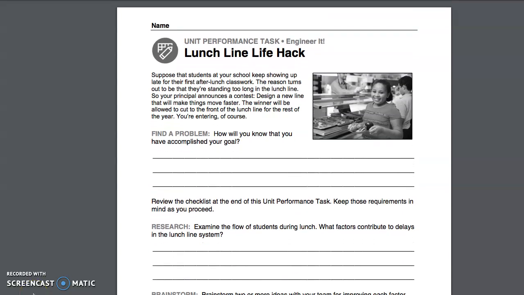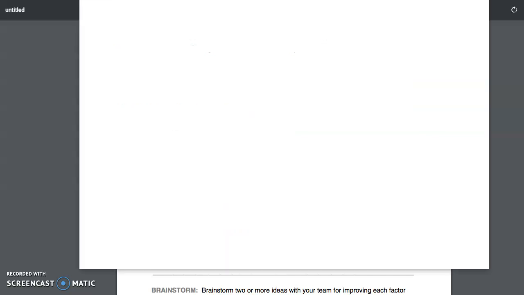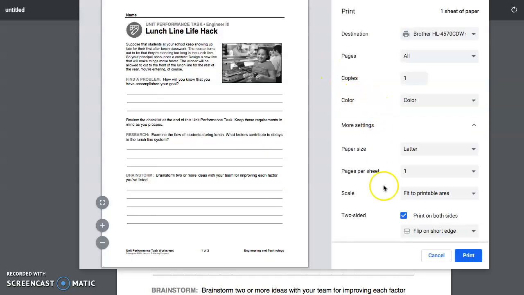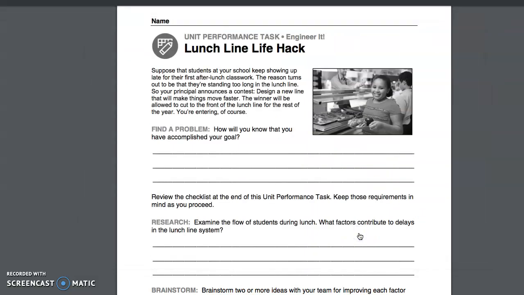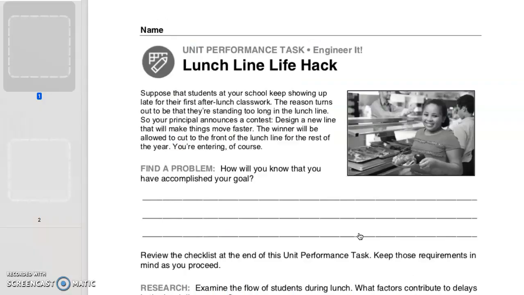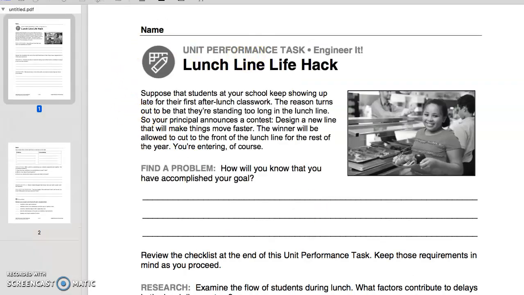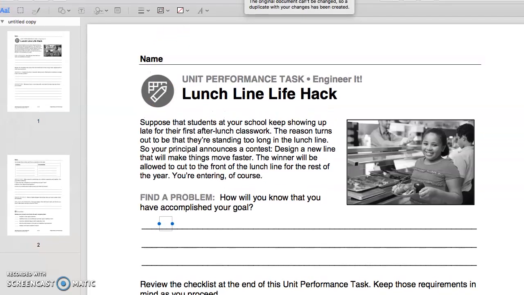Alright, so this is going to be our unit performance task. What we're looking at is what we're going to do to make a lunch line much faster. So what I do is I open the PDF in Preview so that I'm able to type on it. And we've got to think about how we're going to make the lunch line move faster. So how I want to make my lunch line move faster is I want to have separate lines.